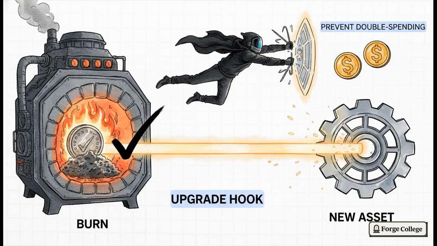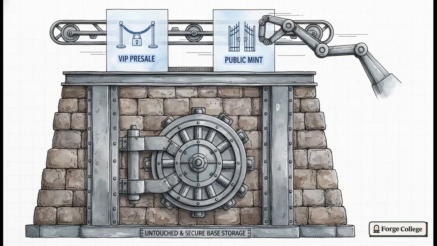Take a burn-to-upgrade flow, for example. The timing here is absolutely critical. You must ensure the upgrade hook executes after the burn is completely finalized. If you do it before, a clever hacker might observe a transient state and exploit it to double spend, somehow getting the upgrade while keeping the original token. No way do we want that. Structure your overrides defensively.